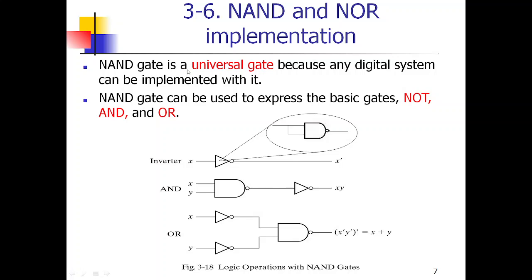So NAND gate is a universal gate because any digital system can be implemented with it. Any digital system or any gates can be represented or implemented with NAND gate or NOR gate. So NAND gate can be used to express the basic gates NOT, AND and OR. So these things can be represented with the help of the NAND gate. So these are the representations. With this we can represent the NOT gate, AND gate and OR gate. Okay. So normally NOT gate consists of only one input.